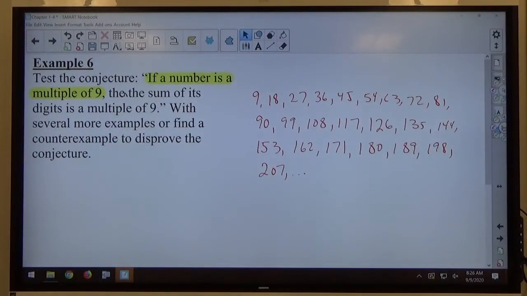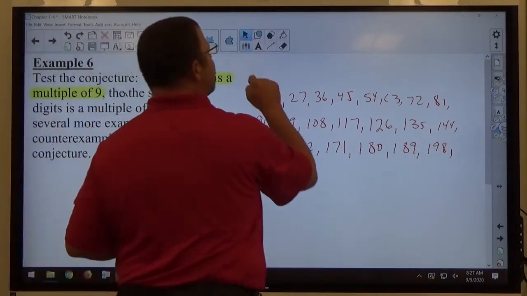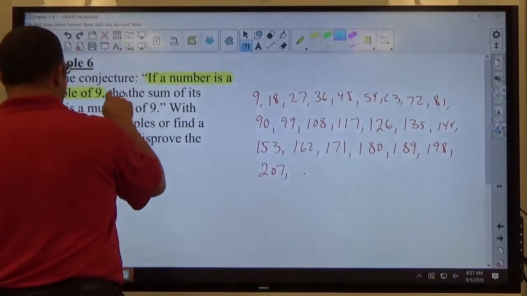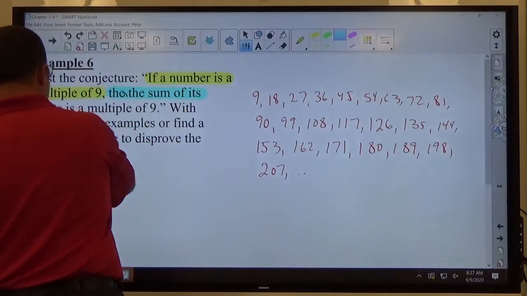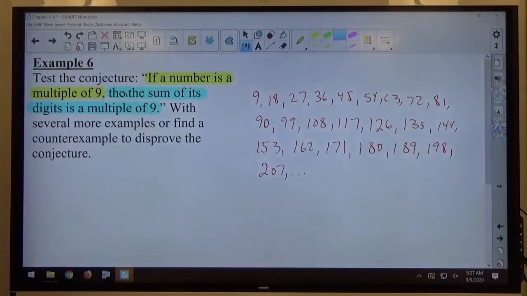The conjecture is if you're on that list, it says so anytime they say conjecture, it means for everything that fits the description. So that list goes on for a while, right? And it's saying that every number on that list, if we have a number on that list, then the other fact is the sum of its digits is a multiple of 9. Yeah, that's real easy to test, right? Sum of digits means we add up the digits.